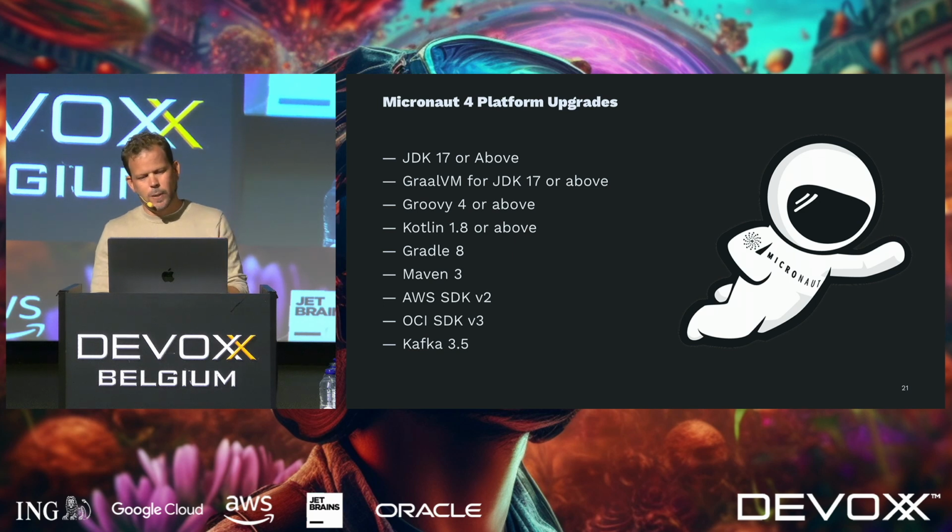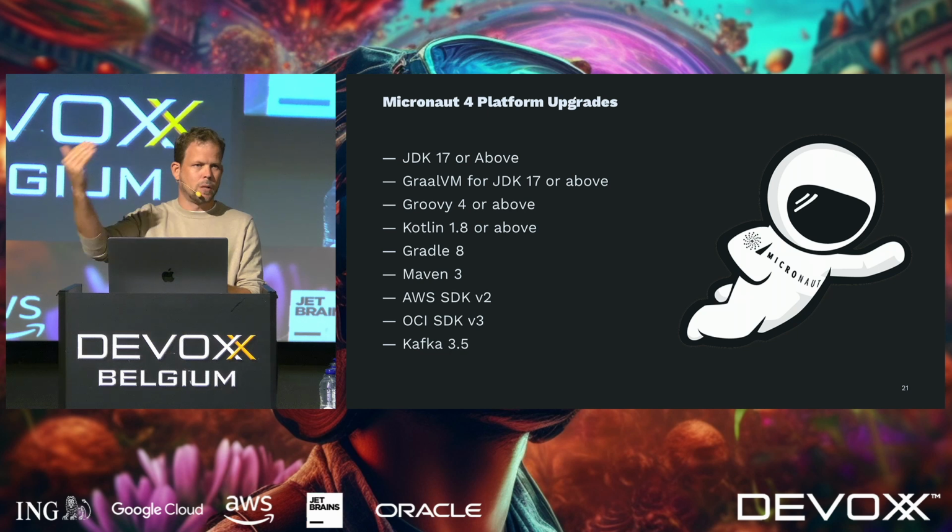So in terms of platform updates, like bumping all the minimum versions, Micronaut follows semantic versioning. So we only get to bump those minimum versions every time there's a new major release. And Micronaut 3 was baselined on JDK 8, sorry. So now the minimum version is JDK 17, or GraalVM for JDK 17.